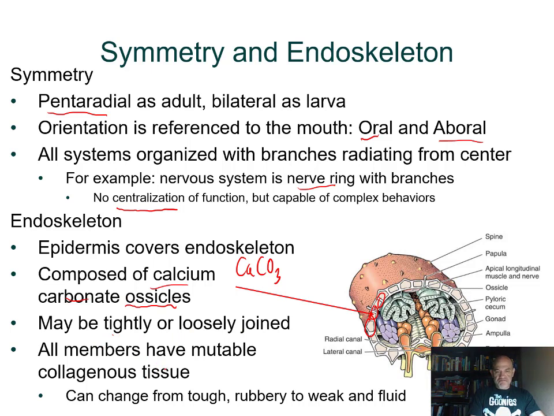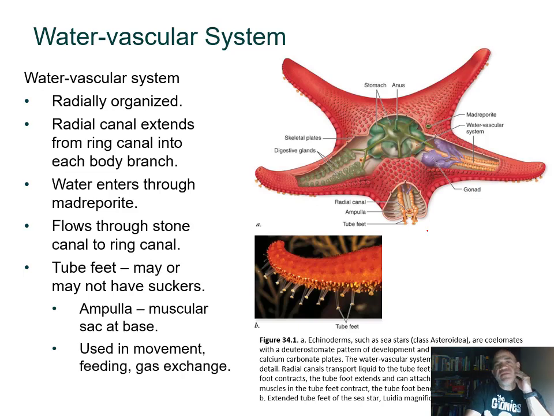And their skin has this mutable collagenous tissue, which can change from rough to rubbery to weakened fluid overall. And their skin does have these spiny structures protruding from it, made of that calcium carbonate, giving them their name, the spiny-skinned animals. So they have a water vascular system, and so they have a system that, again, follows that pentaradial structure. So just like the nerve ring, they have a circular canal.